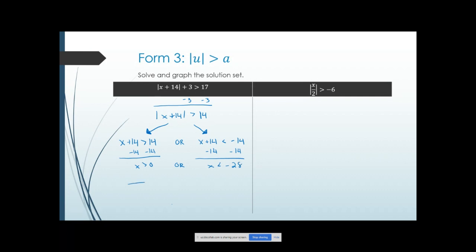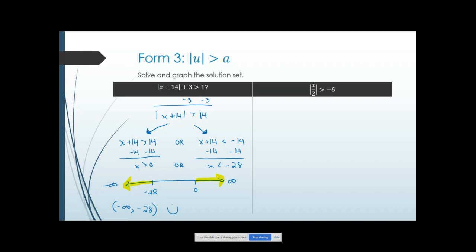So now let's take a look at what this means when I graph. I'm going to put negative 28 on here and 0. So x is greater than 0, so that's to the right of 0. Or x is less than negative 28, so that's to the left of negative 28. So we have two separate sections here that are solutions, and we combine these using the union symbol. So on the left, my left endpoint is negative infinity, comma, negative 28, and then I have a parenthesis because it's a greater than, not a greater than or equal to.